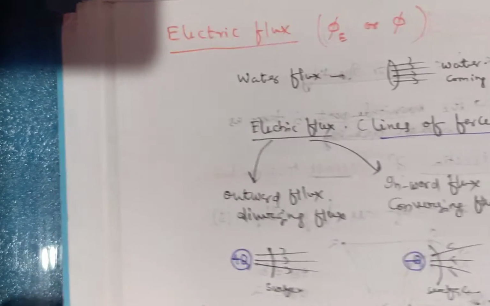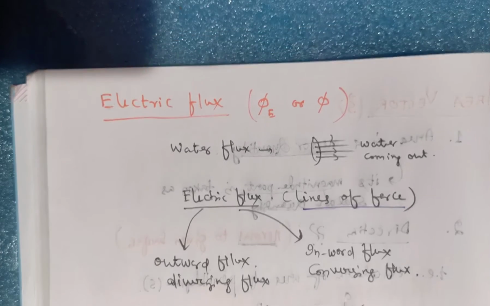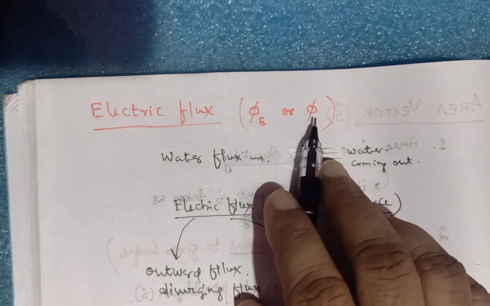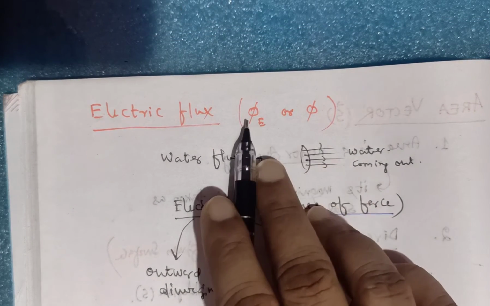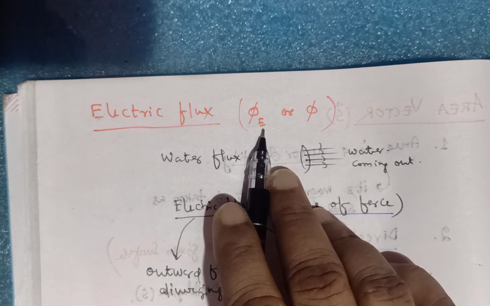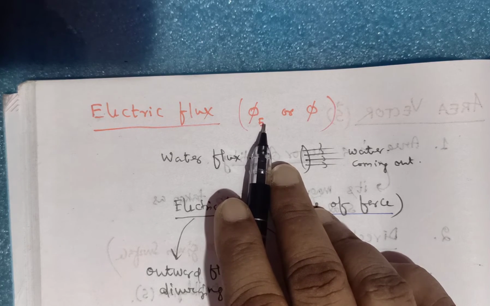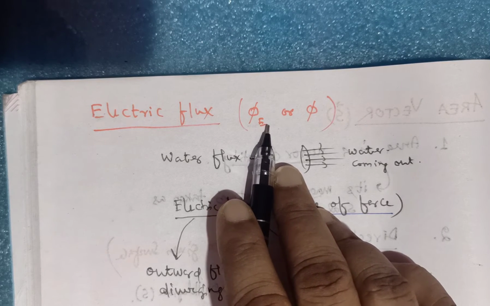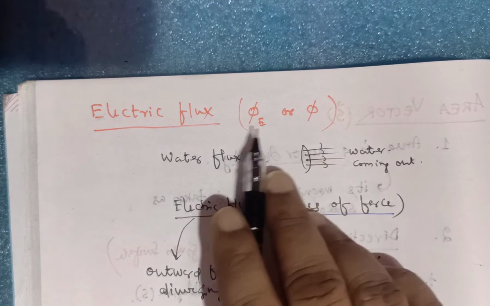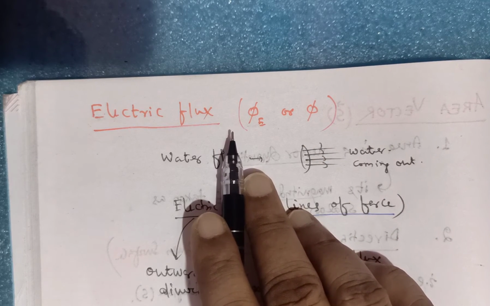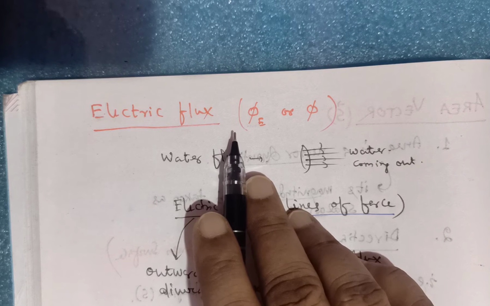Then we will come to our topic, that is electric flux. The representation symbol is like that. Either you can simply say phi, or you can say phi subscript E for electric flux. But in later cases you will also discuss magnetic flux, phi B, B for magnetic field, E for electric field. So you can represent it by phi. First to remember what flux is, you have heard about the term flux.